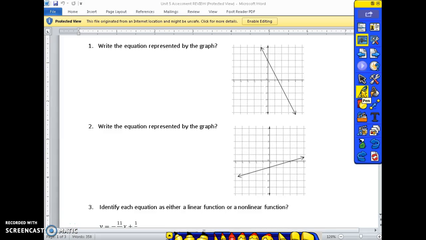In preparation for the unit test tomorrow, let's look at a few questions that will be on the test, like the ones that are on the test. Number 1 says to write the equation represented by the graph.